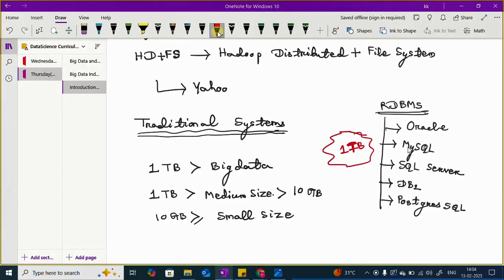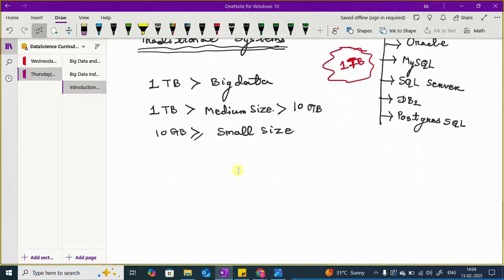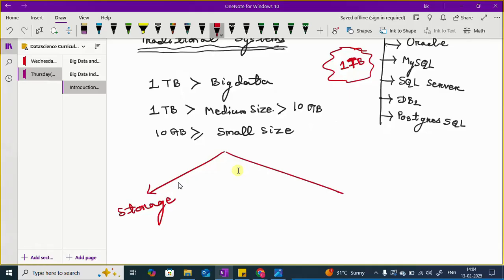Then the distributed file system comes into the picture, and that is why Hadoop became more popular at that time. So the major challenge with the traditional ecosystem is storage limitation, which was overcome by the Hadoop ecosystem. Another one is, as we are just storing the data, what about the processing part?